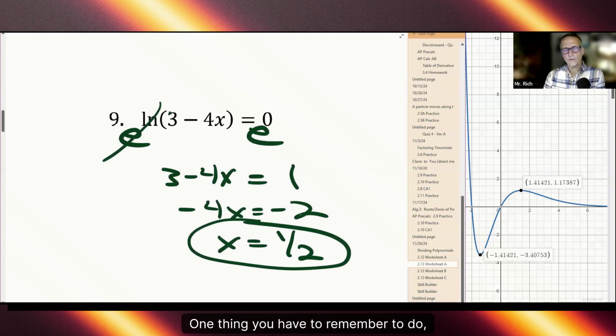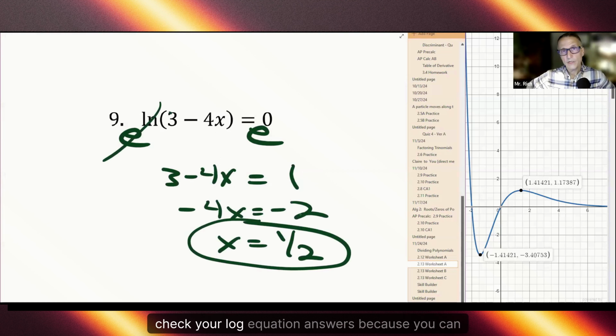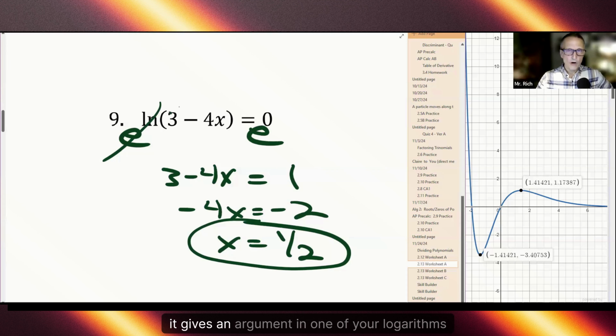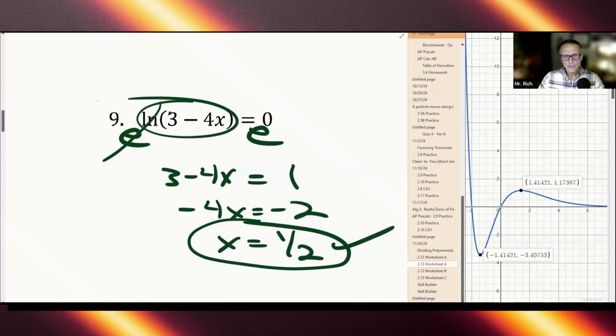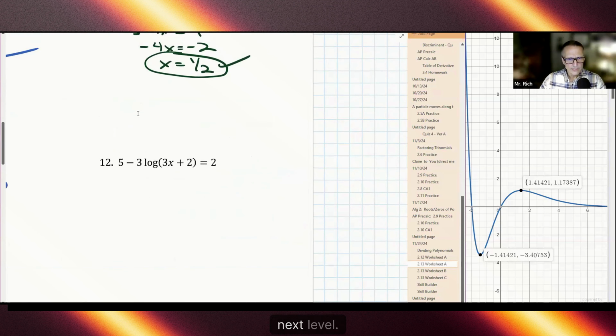One thing you must remember to do, if you're going to get a decent grade on this next summative, is check your log equation answers, because you can have extraneous solutions on log equations. That means you could get a fake answer, because when you plug it in, it gives an argument in one of your logarithms that's 0 or negative, and you can't take logs of 0 or negative numbers. So if x is 1/2, that would be 3 minus 2. Yeah, that checks, right? I don't get a negative or a 0 inside there. So my answer checks. All right, next level.